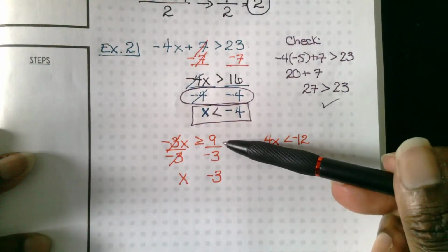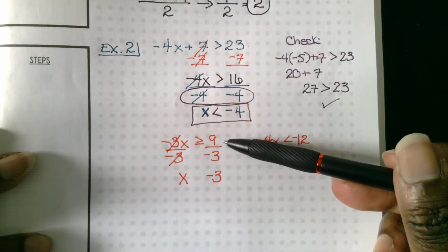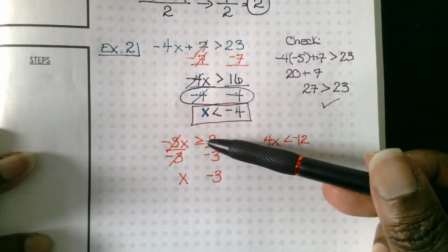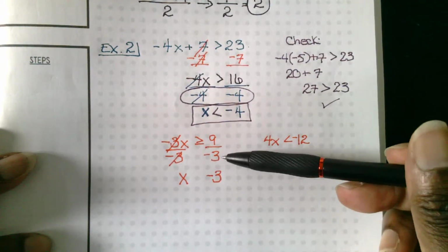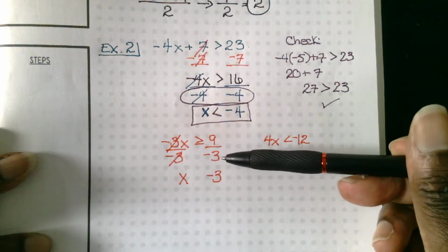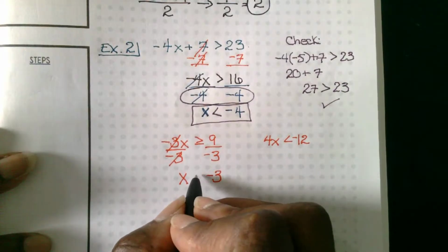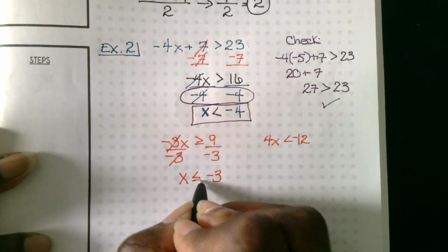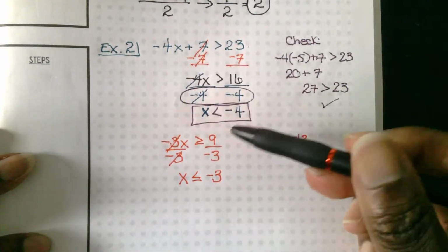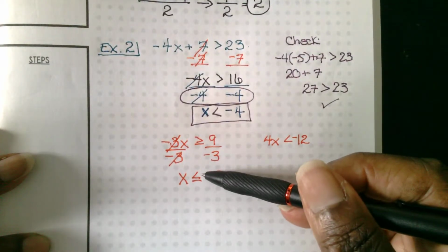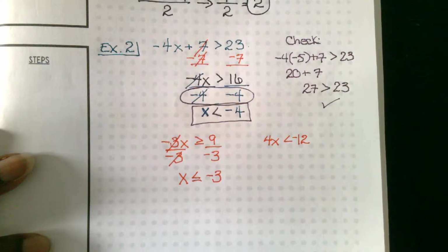And am I changing the direction of the sign? And how can you tell? Well, we have greater than or equal to, and what did we divide by? We divided by a -3. So yes, we have to change the direction of the sign. We're not getting rid of the equal to, we're just changing it from greater than to less than or equal to.